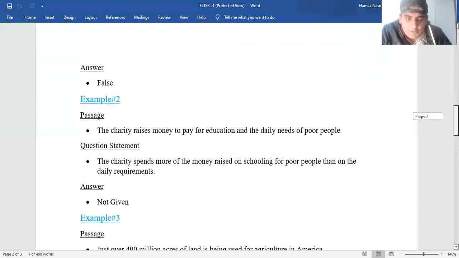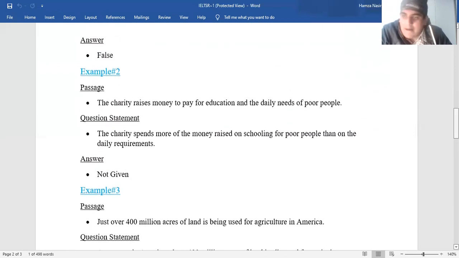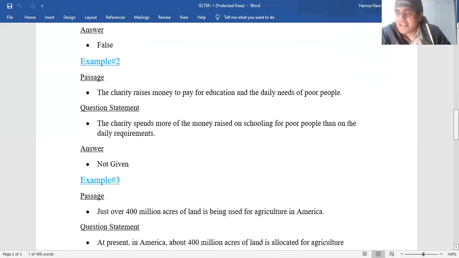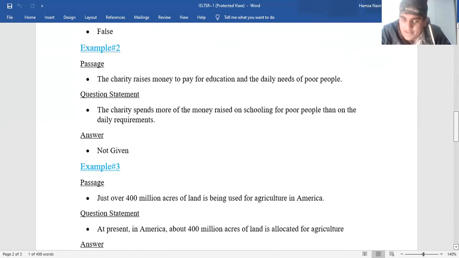Next up, we have example 3. The reading passage says just over 400 million acres of land is being used for agriculture in America. Question statement, at present, in America, about 400 million acres of land is allocated for agriculture.